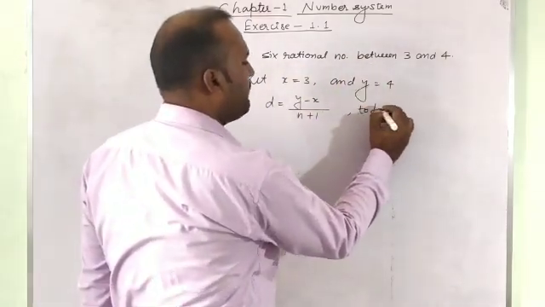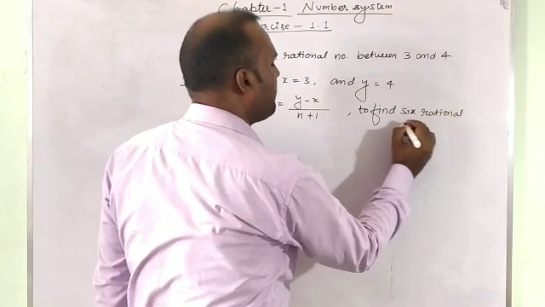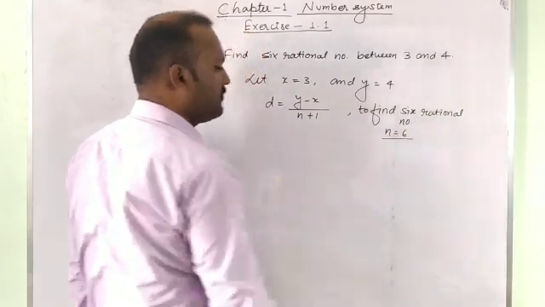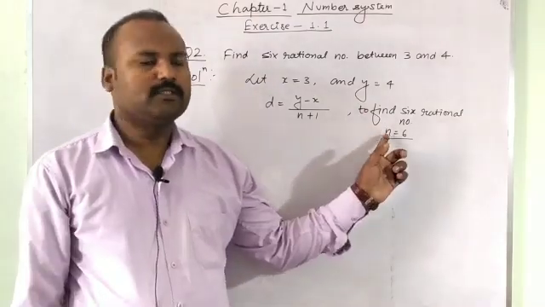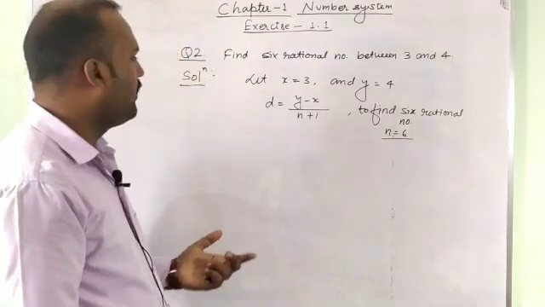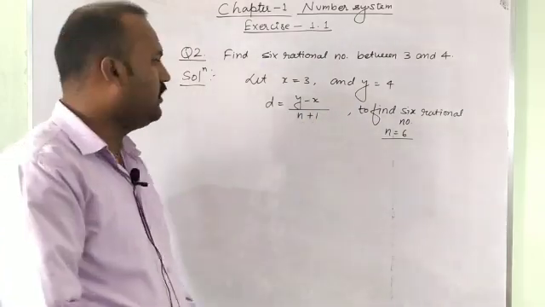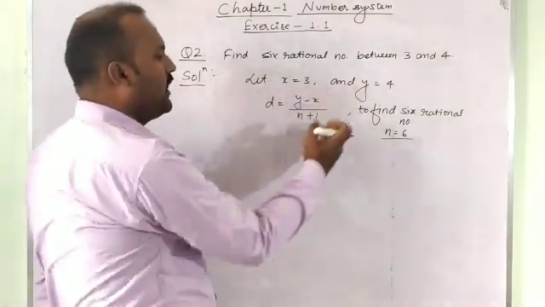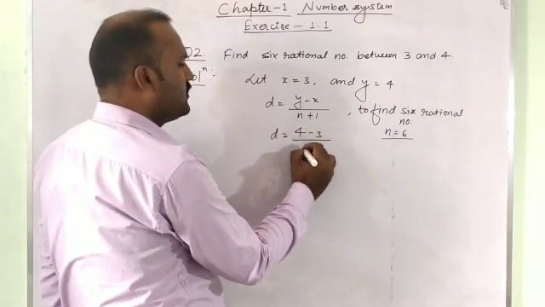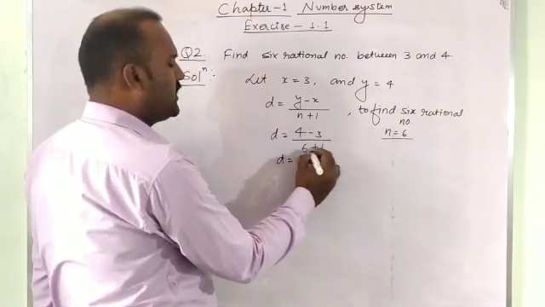To find 6 rational numbers, the value of n will be 6 here. The value of n depends on the number of rational numbers we have to find. So the value of d will be equal to y minus x upon n plus 1. Now substitute the values of x, y and n. Then you will get 4 minus 3 upon 6 plus 1. D will be equal to 4 minus 3 is 1 upon 6 plus 1 is 7.